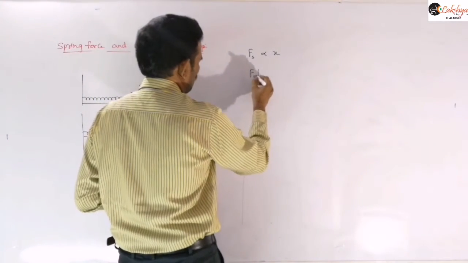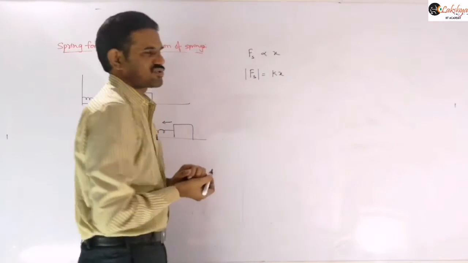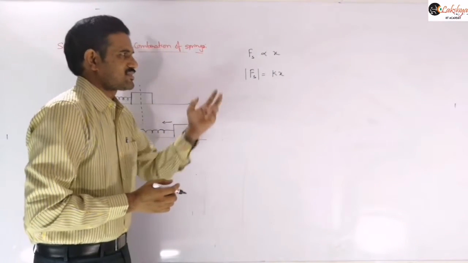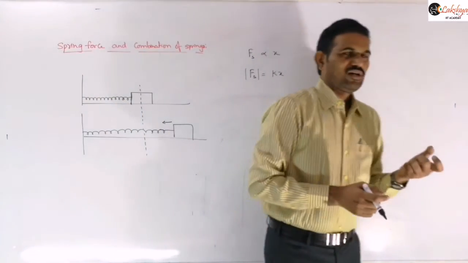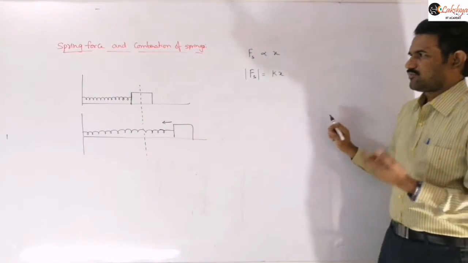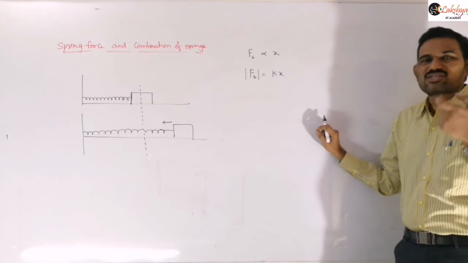So the modulus of this force we can write as kx, where k is some proportionality constant, right? And that is nothing but our Hooke's law. That means in Hooke's law, the spring force is equal to minus kx, that minus meaning that it is a restoring force.